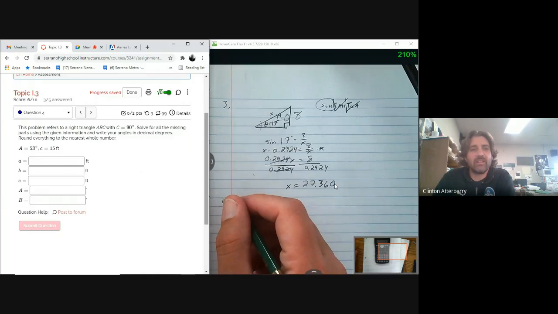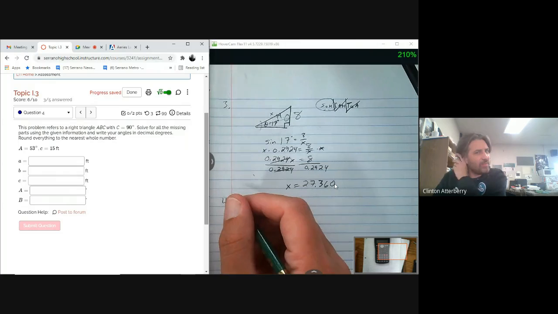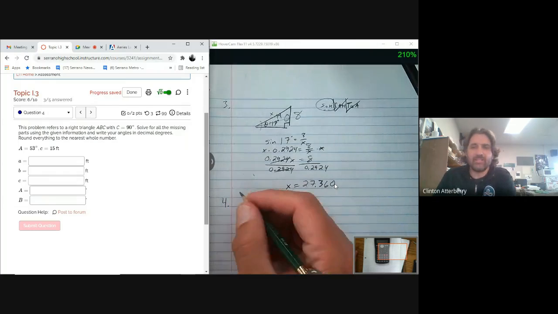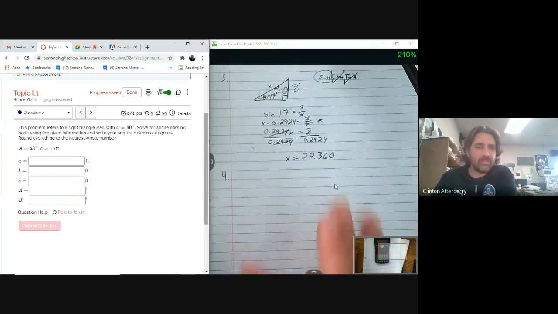I think they mean that as there's other ways to write degrees. There's ways to write degrees with what's called minutes and seconds, but we're not going to do that though.